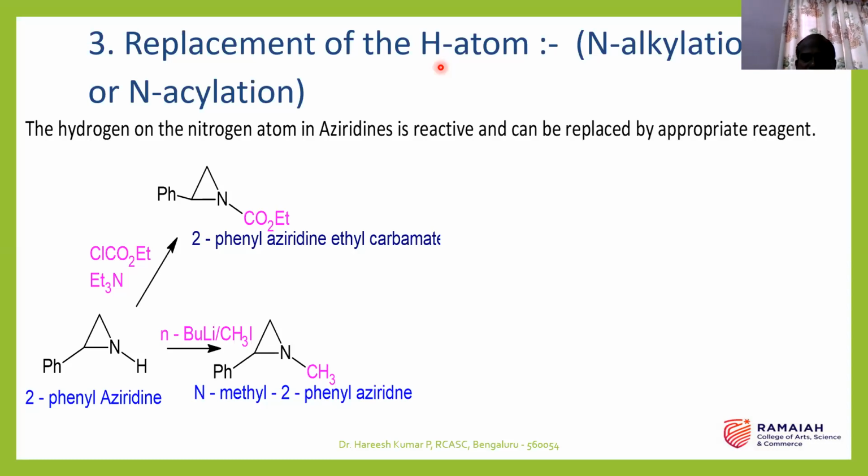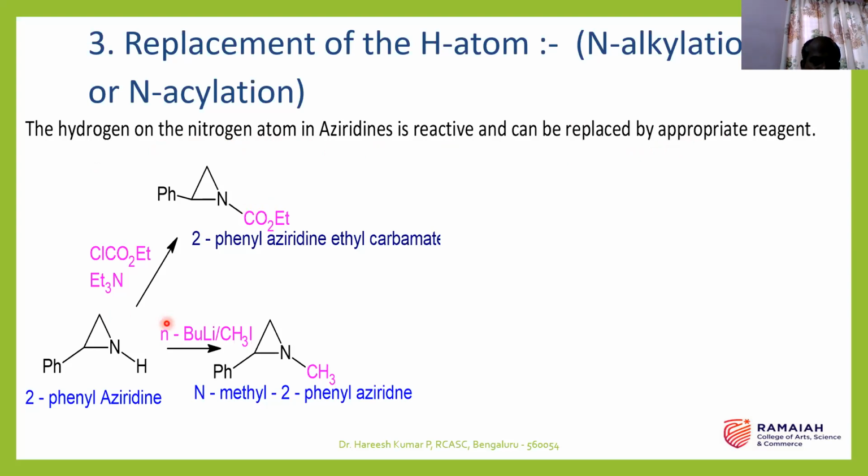These types of reactions are called N-alkylation or N-acylation. Alkylation means one should treat with an alkyl halide or methylating source. N-acylation means one should treat with acylating agents. An acylating agent may be acetyl chloride, acetic anhydride, or benzoyl chloride, whatever it is. So what will happen here? The NH proton on aziridine, the hydrogen on the nitrogen, is reactive and can be replaced with an appropriate reagent.